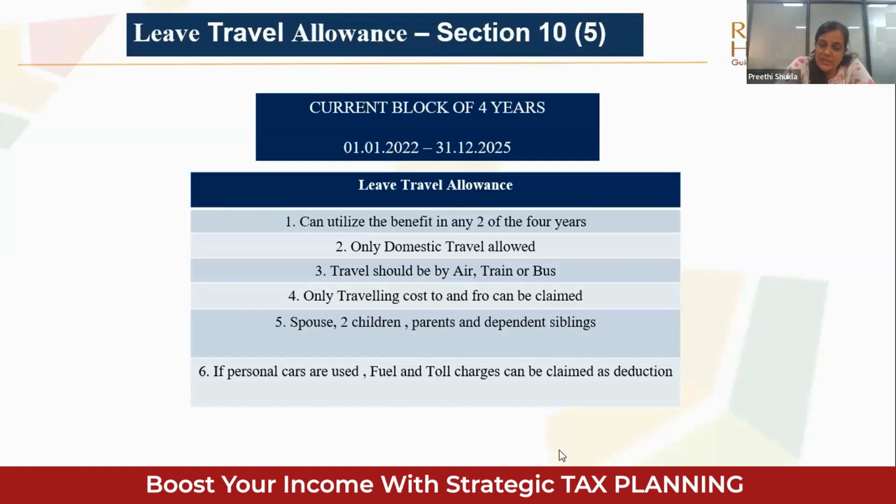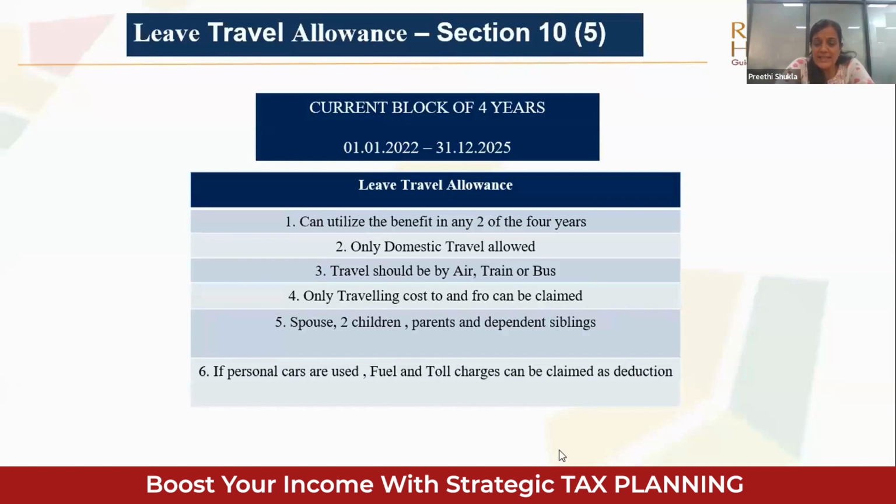Okay. Only domestic travel is allowed. The travel should be by air, train, or bus, and to and fro cost. You cannot claim lodging, eating expenses, only travel expenses. In case you're using a personal car to go to the same destination, that can be claimed. You can claim the fuel and toll charges. So a lot of them ask me, if I keep traveling to my hometown and I use my personal car, can I plan it in such a way? Yes, you can, but for two trips and in 2 out of 4 years. Okay, maximum of two trips.